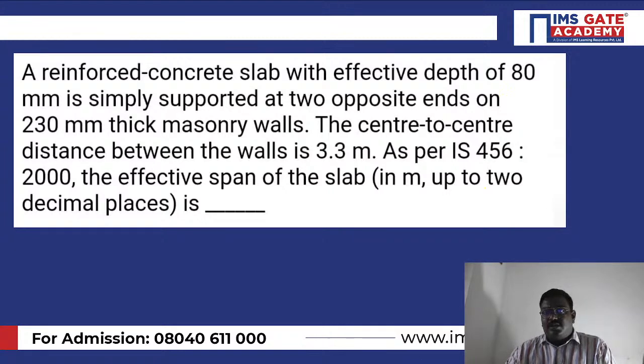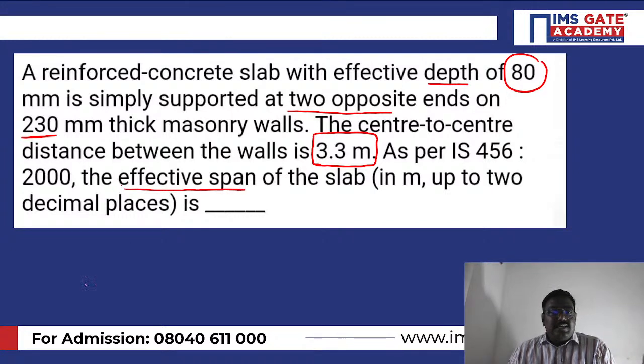Here we have a reinforced concrete slab with an effective depth of 80 mm, simply supported at two opposite ends. The thickness of the wall is 230 mm. The center to center distance between the walls is 3.3 meter, my dear students. As per IS 456, what is the effective span of the slab?